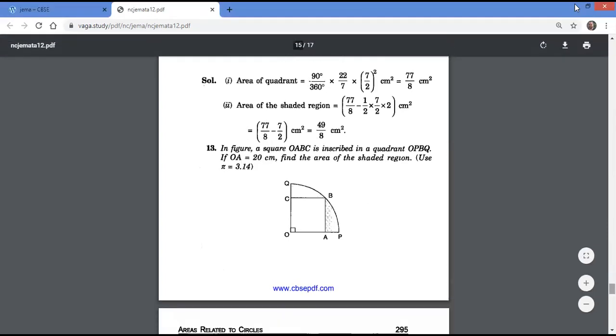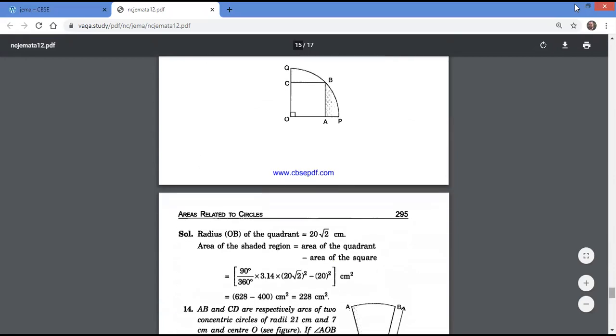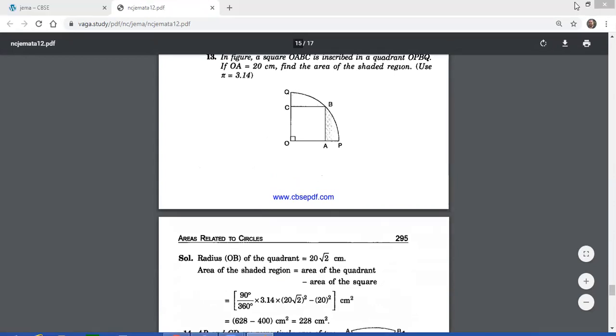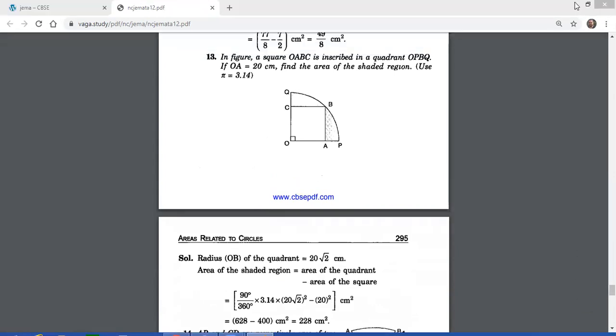Question number 13, you can mark this question important. There is one important thing here: the side of the square is given as 20. We know that all sides are equal in a square. We need to find out the radius. The radius is unknown. Please remember there is also the diagonal of the square. The diagonal of the square is also the radius. For the square it is the diagonal, but for this quadrant it is the radius.